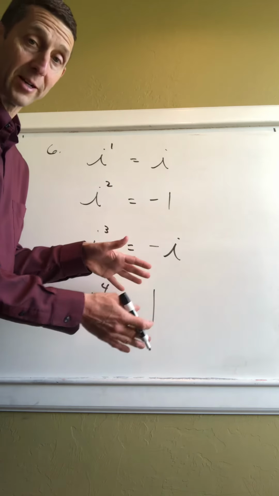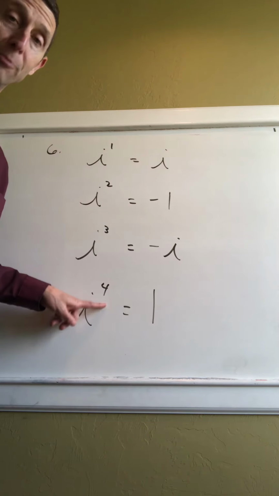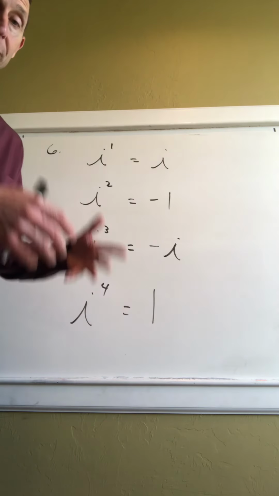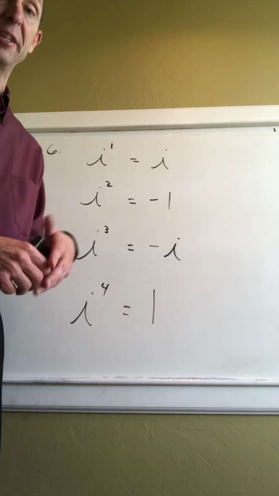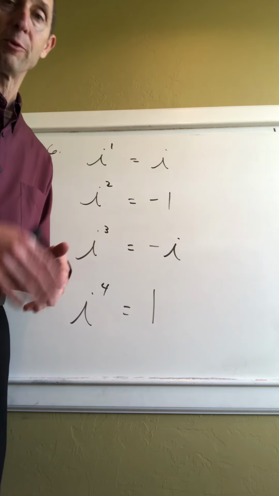I to the fourth is +1. So when we solve these next problems, you have to remember all multiples of 4 turn out to be +1. If you have I to the fourth, that's 1. I to the eighth, multiple of 4, that's 1. I to the 20th, that's a multiple of 4, it's 1.